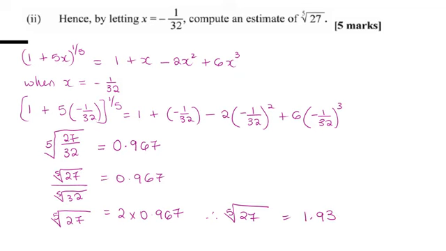Right? And we can check the actual value to see how close we are. If we're far, then probably we made a mistake somewhere. So let's find the fifth root of 27 on our calculators. And I get a value of 1.93. So I feel confident about what I did.